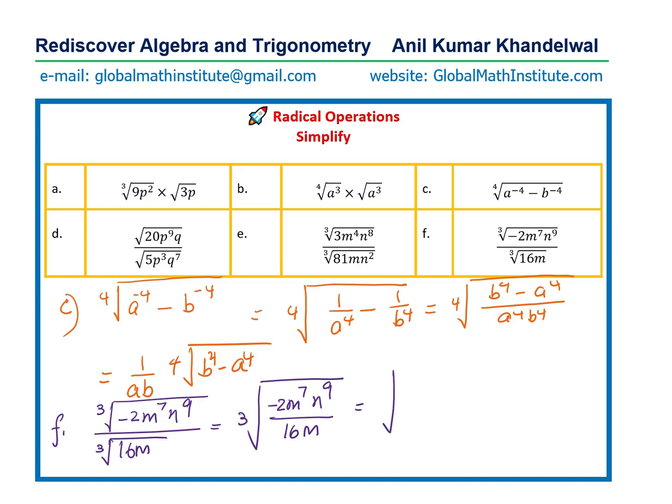Now this can be simplified. Cube root of minus 2 over 16 is minus 1 over 8, since 2 goes into 16 eight times, right? So 8, and m, 7 minus 1 is 6, n is to the power of 9. So 1 over 3 now, you have to take the negative cube root, m, 6 divided by 3 is 2, 9 divided by 3 is 3, and cube root of 8 is 2. So that becomes the answer for the last problem.